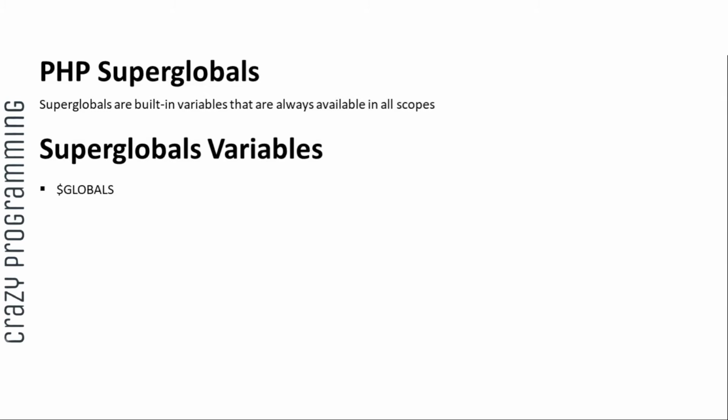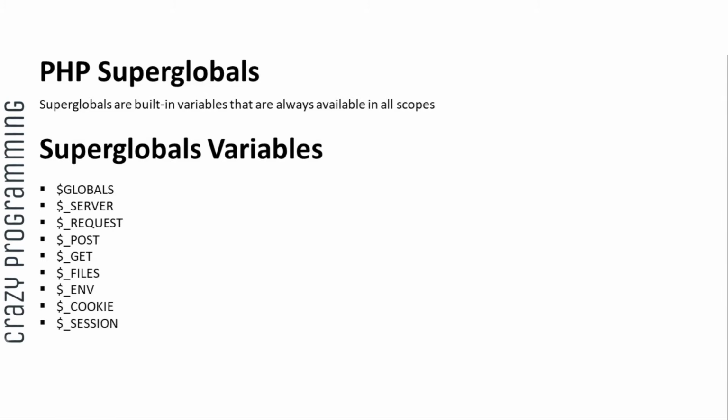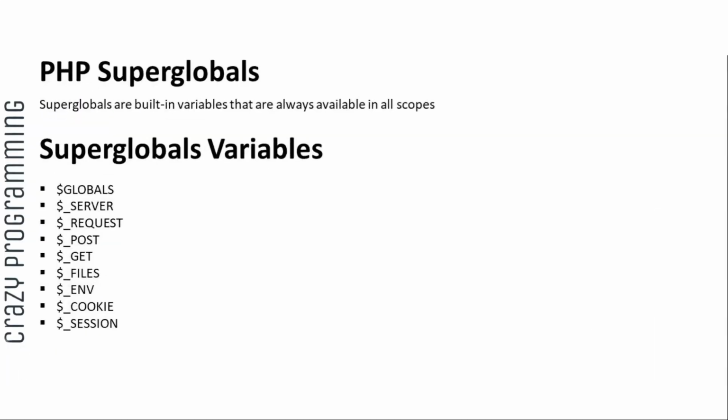These are the super global variables: $GLOBALS, $_SERVER, $_REQUEST, $_POST, $_GET, $_FILES, $_ENV, $_COOKIE, $_SESSION. We are going to use these variables to understand more in the next slides, where to use them, and what the advantage of using these variables is.